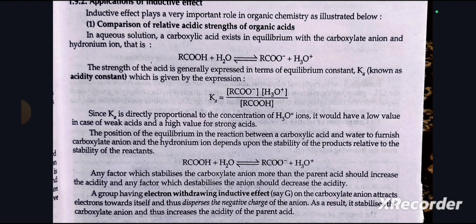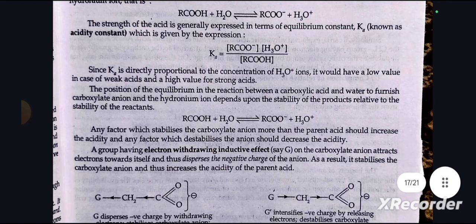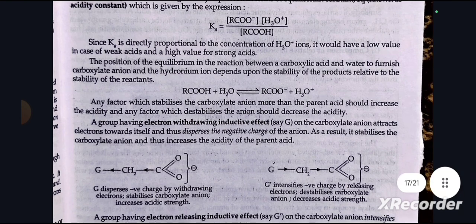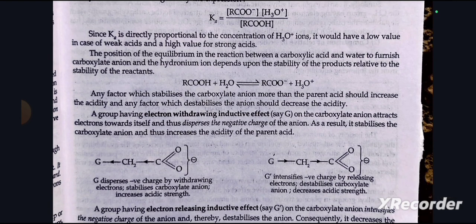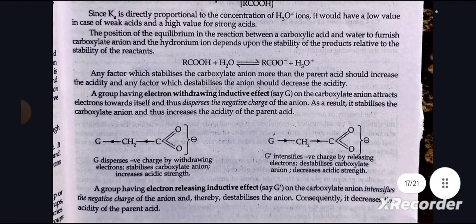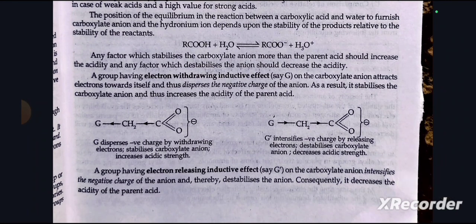The strength of the acid is generally expressed in terms of the equilibrium constant Ka, known as the acidity constant, which is given by the expression Ka equals [RCOO negative][H3O positive] divided by [RCOOH]. Since Ka is directly proportional to the concentration of H3O positive ions, it would have a low value in the case of weak acids and a high value for strong acids. The position of the equilibrium in the reaction between a carboxylic acid and water to furnish the carboxylate ion and the hydronium ion depends upon the stability of the products relative to the stability of the reactants. RCOOH plus H2O in equilibrium with RCOO negative plus H3O positive.